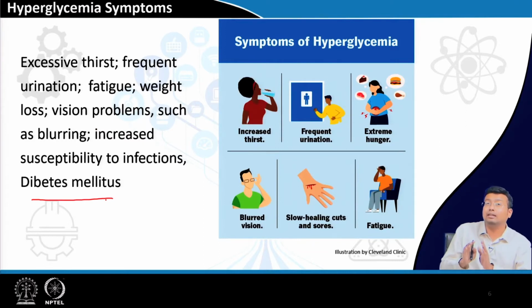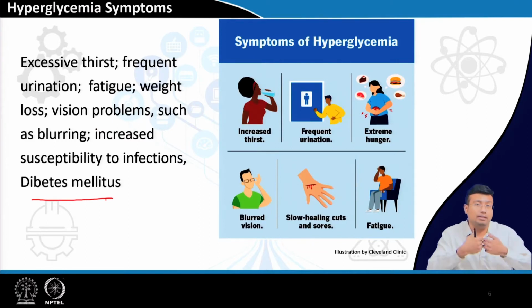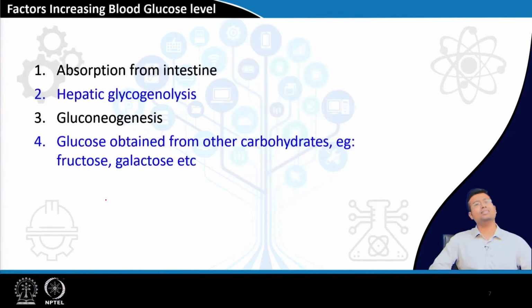Hyperglycemia generally may go unnoticed unless an individual is very self-conscious, doing routine blood checks. Otherwise, a patient or an individual may land up in a clinic appearing to be fine, but he may have a very high level of blood glucose, right? So let us see what are the factors that are increasing the blood glucose level, okay, normally.